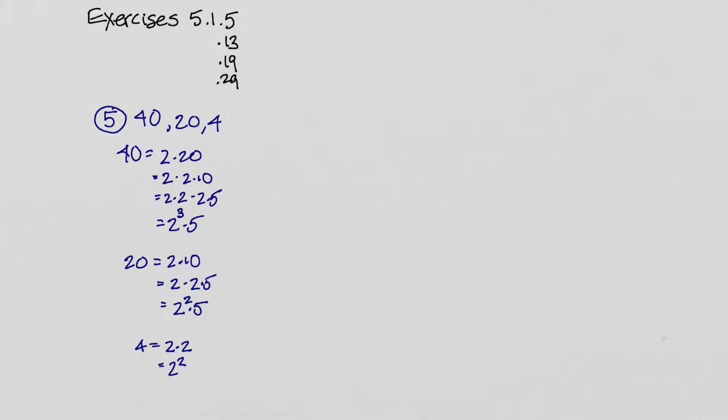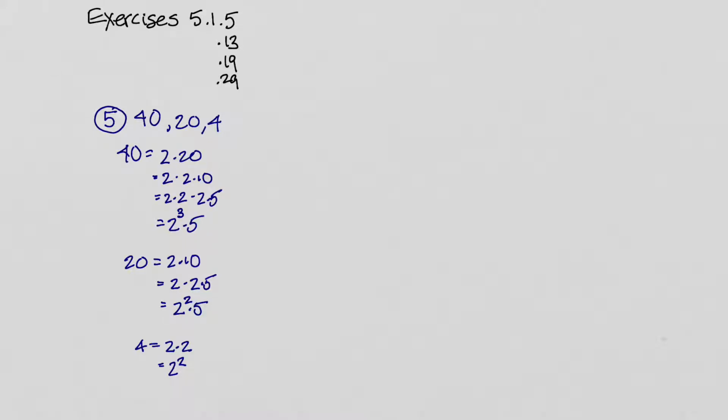Now, the greatest common factor is the common factor. Here are the factorizations: 2 cubed times 5, 2 squared times 5, 2 squared. So the greatest common factor in this case is going to be the 2 squared. It's this number here, 4, that divides into the 4, it divides into the 20, and it divides into the 40.